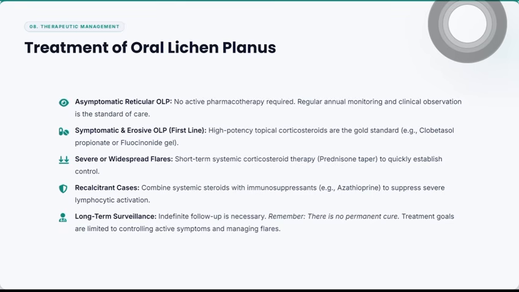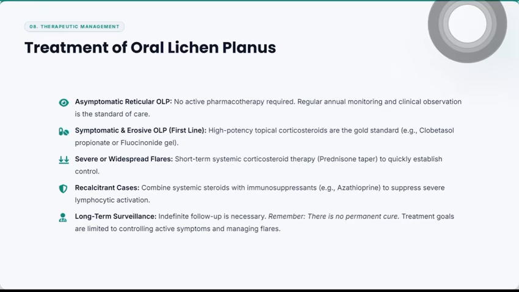In severe or widespread cases, systemic steroids like prednisone taper are used. Resistant cases may need immunosuppressants like azathioprine. There is no permanent cure. The goal is to control symptoms and prevent its recurrence. Long-term follow-up is mandatory because of the malignant potential.